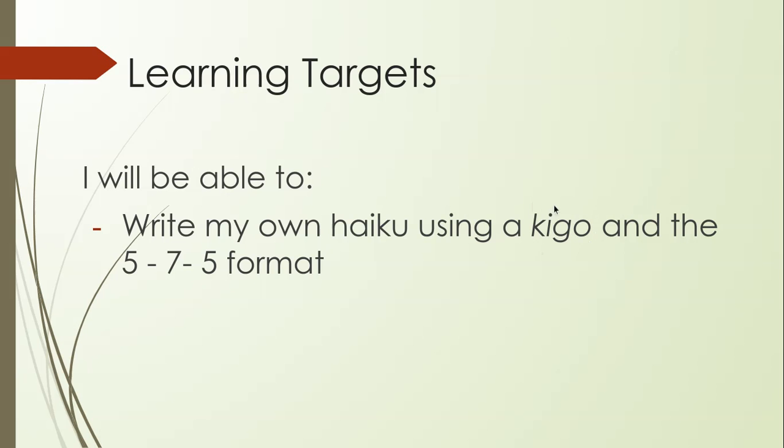So if you remember, a kigo is one of those seasonal words that gives you a clue about what season the haiku is about. And this 5-7-5 format, what is that about? 5 syllables, 7 syllables, 5 syllables.